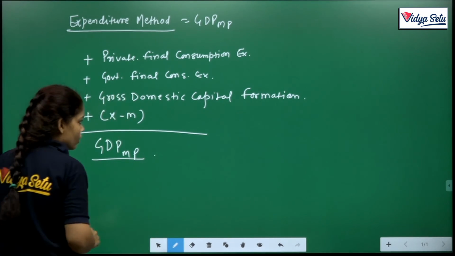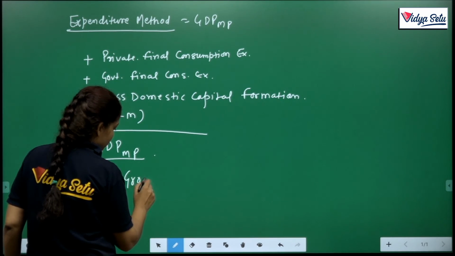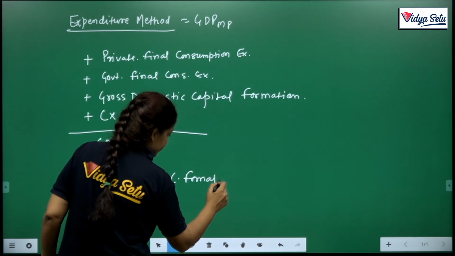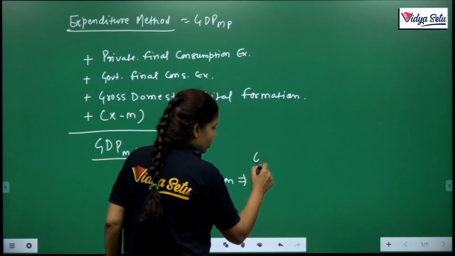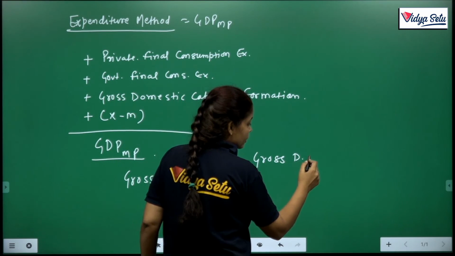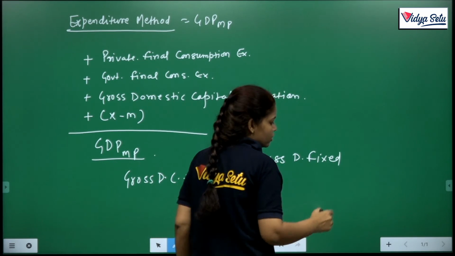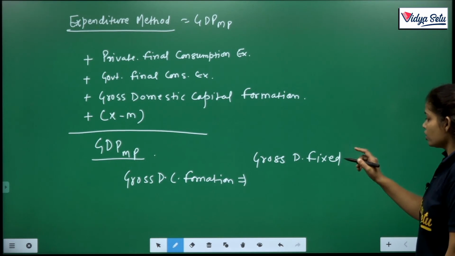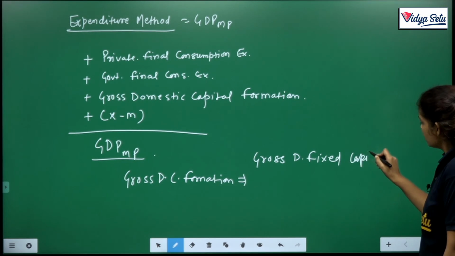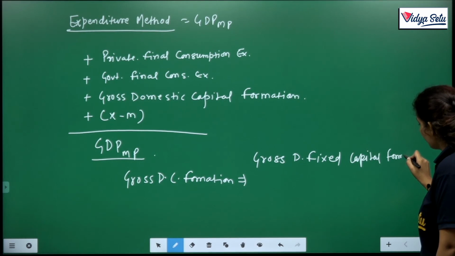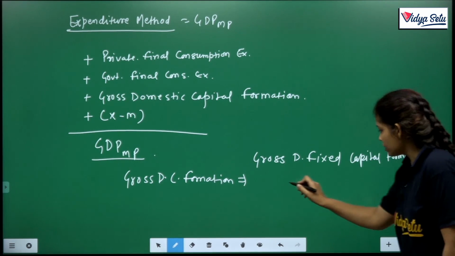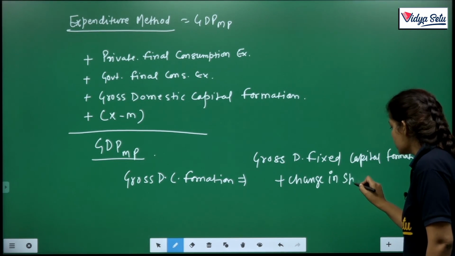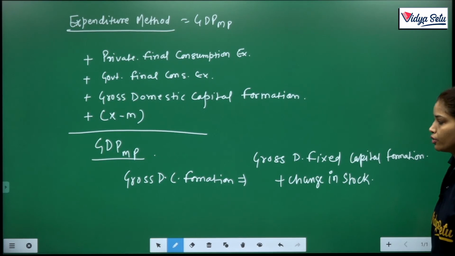Again, for gross domestic capital formation, how do we calculate this? For gross domestic fixed, the word is fixed. If the word fixed is given, then you need to give the adjustment of change in stock. Gross domestic fixed capital formation plus change in stock. So this is how we calculate the gross domestic capital formation.